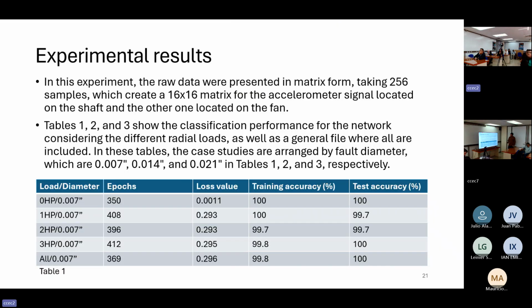Finally, experimental results. These experimental results have been tested, and we believe that has been successful. In the first table, we have the outcomes for one case of severity and diameters. As you can see, we achieved more than 99% of accuracy for both cases, training and test. Well, this has been successful.